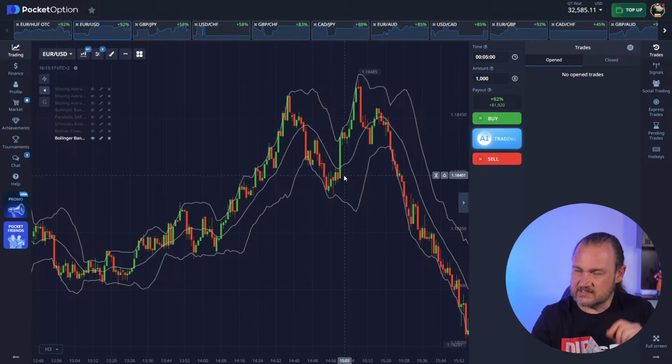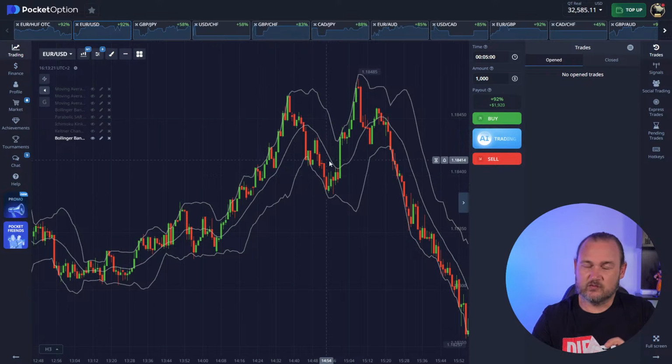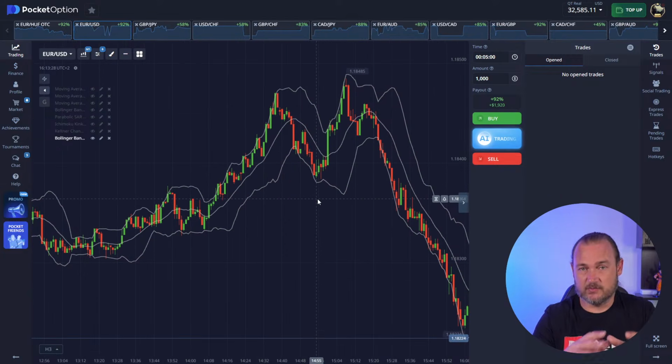As soon as price gets out of that line, I will take a trade for the candle period. So I'll take a position for the current candle period. That means if I'm on a 1-minute chart, I will be taking a 1-minute trade, and if I'm on a 5-minute chart, I'll be taking a 5-minute trade on options.